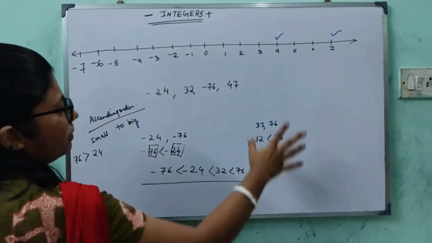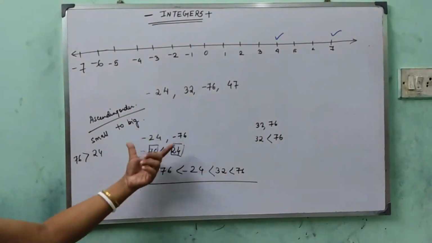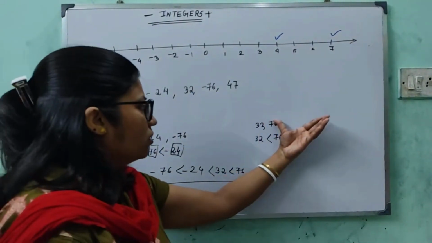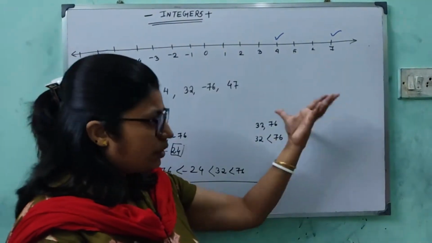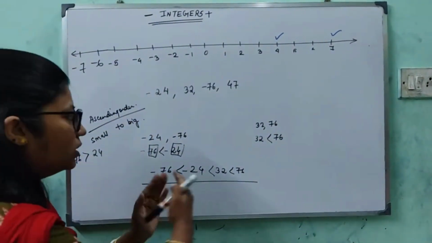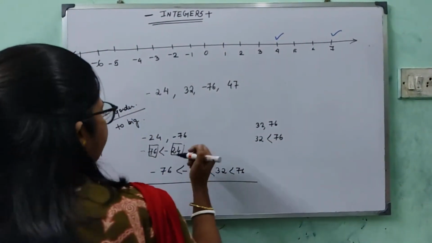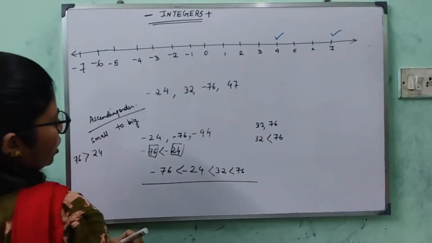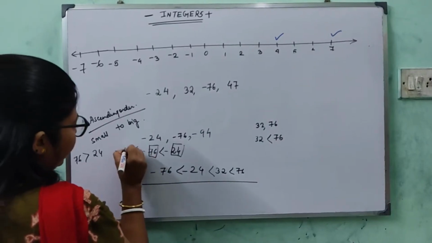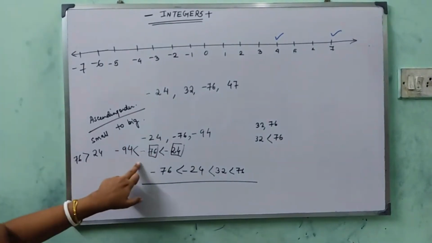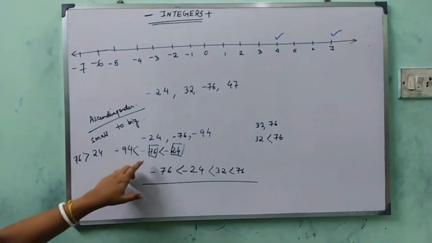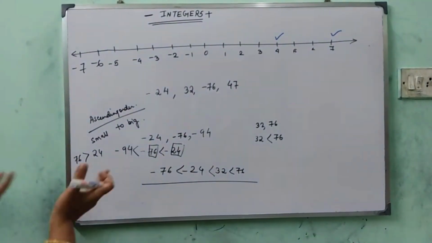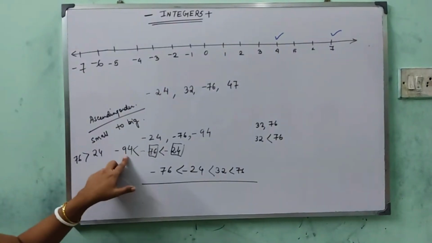One group of negative numbers, one group of positive numbers. So the negative numbers you arrange together, then the positive numbers you arrange in the required order, then you combine the two. If I had an additional number over here, say minus 94, it would have fallen here, because minus 94 would lie more to the left of minus 76. It would lie in the more left position, which means that would have been the least.